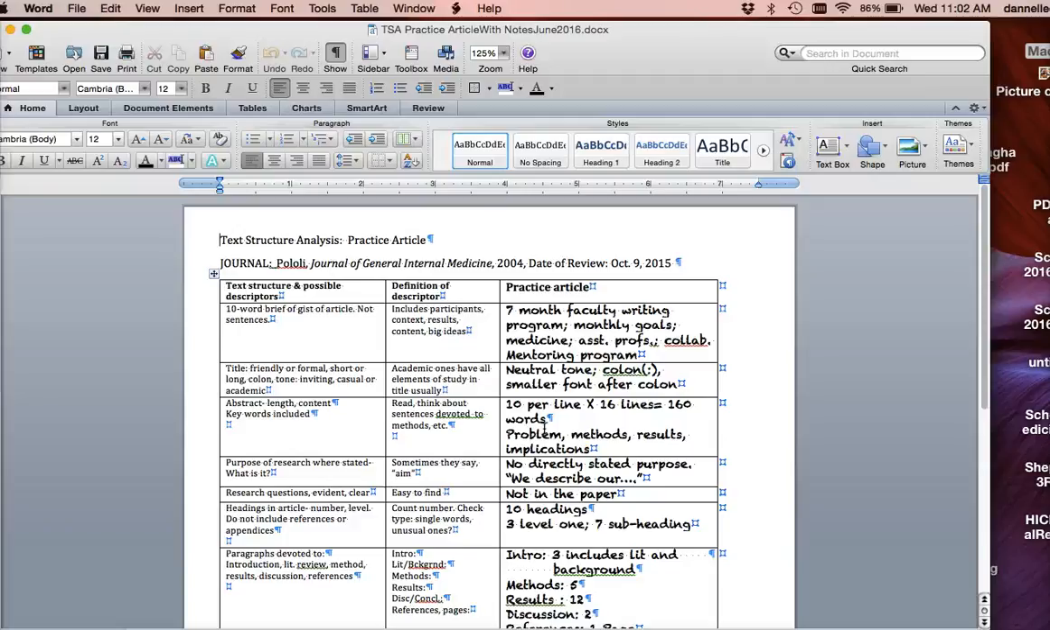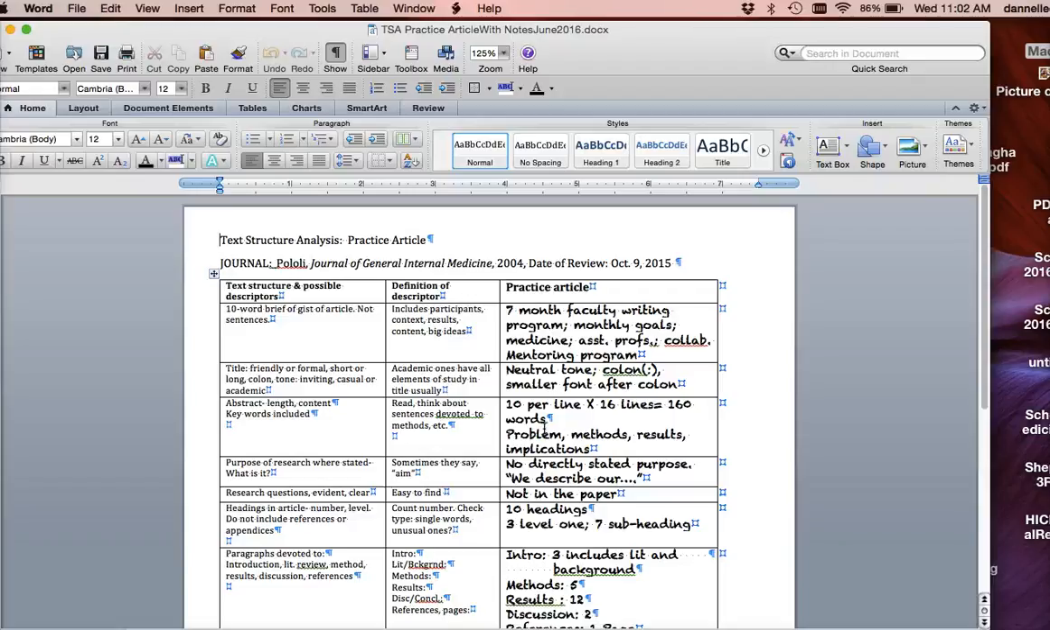And what's in the abstract? Many abstracts state the problem, then the methods, the results, implications, conclusions, all within those 160 words. So it's very important how well the abstract is written and what is included and not included in the abstract. And you can begin to think about this journal and how it sets up their abstracts, if they have one.